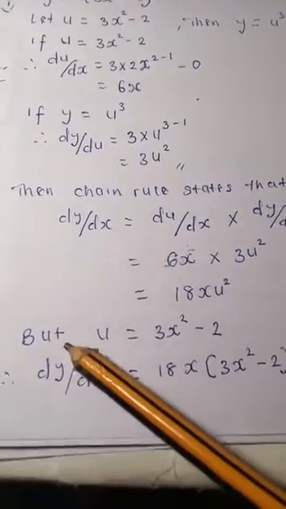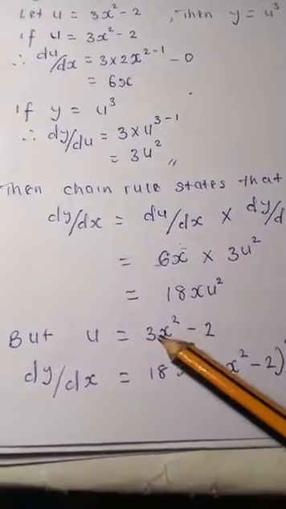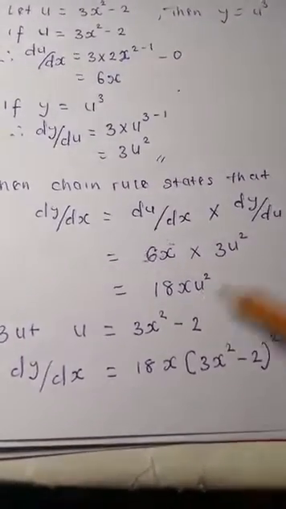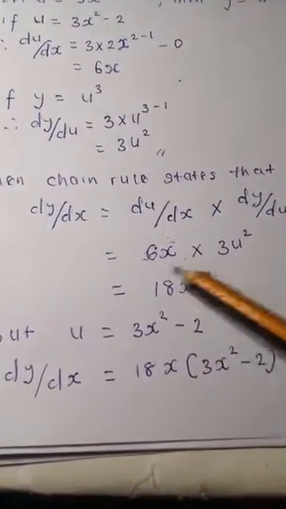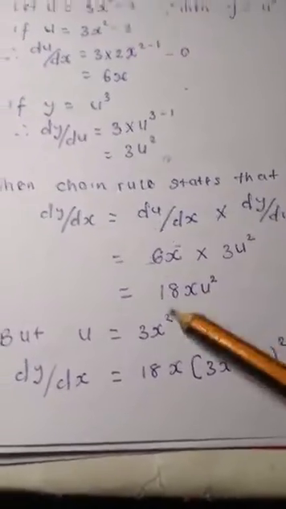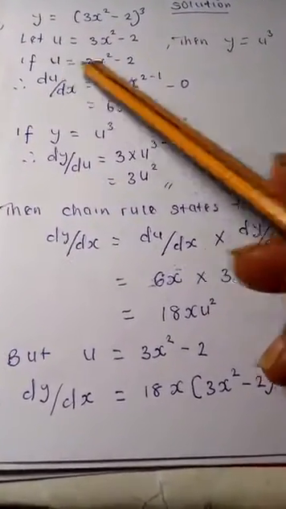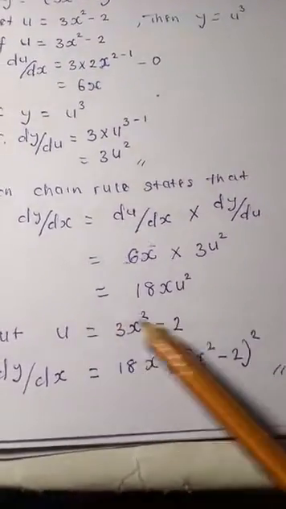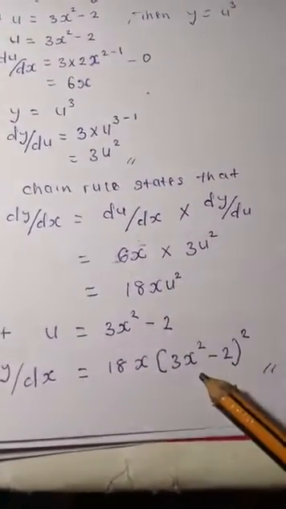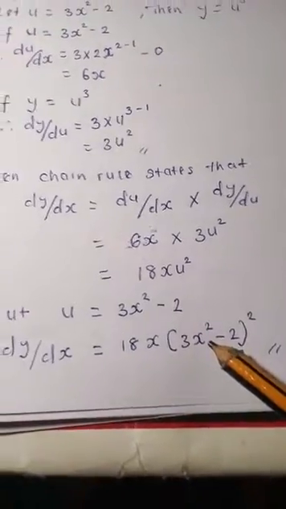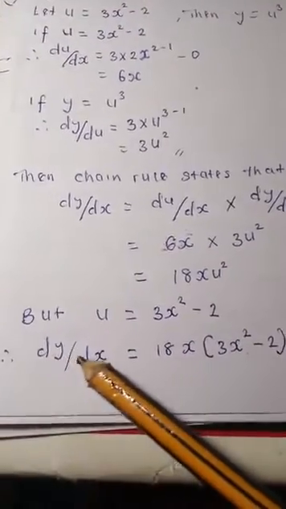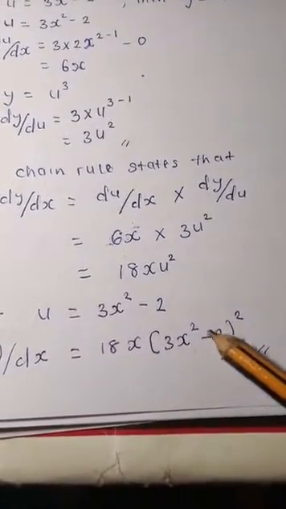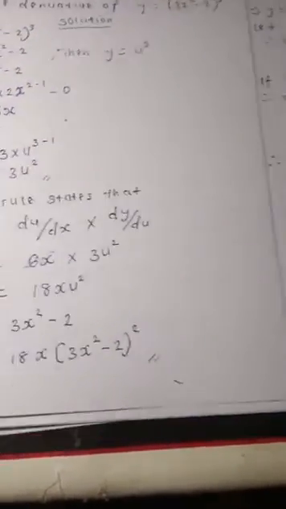But remember that u is equal to 3x squared minus 2. So anywhere you see u now, remove it and put this, because this is supposed to be the final answer. We used u as this, so remove u and put this now. Anywhere you see u, put it back to its normal state. So we have therefore dy/dx is equal to 18x times open bracket 3x squared minus 2, raised to power 2.